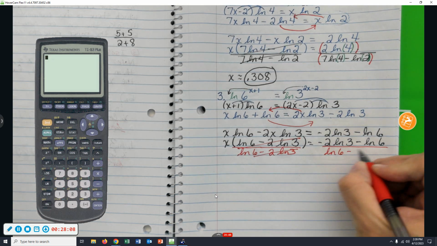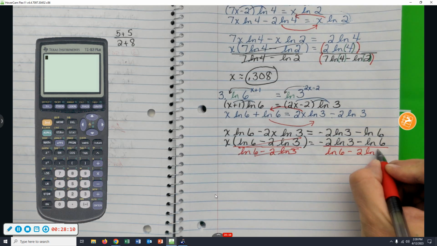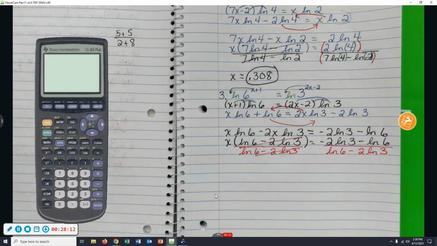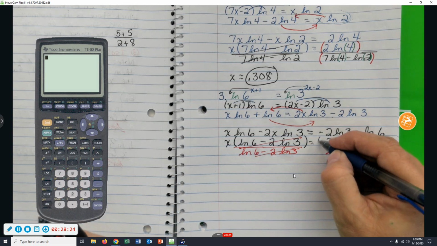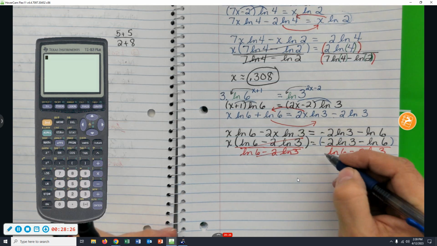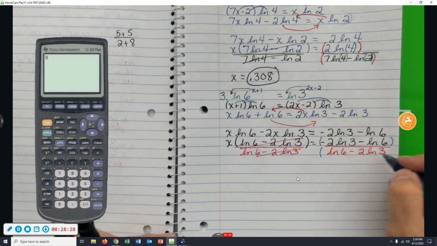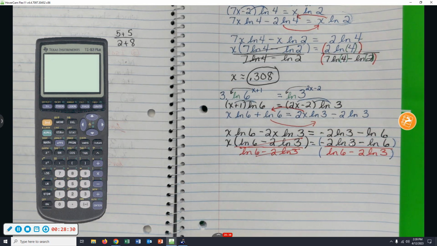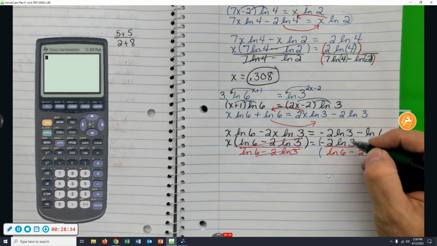ln 6 minus 2 ln 3. Okay, where are we going to need parentheses when we're punching this in? Well, we need them around the top and the bottom. If there's more than one number on top, enclose it in parentheses. Okay, we're going to have to enclose that 6 and the 3.